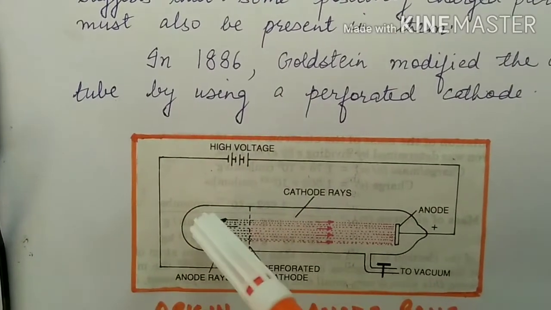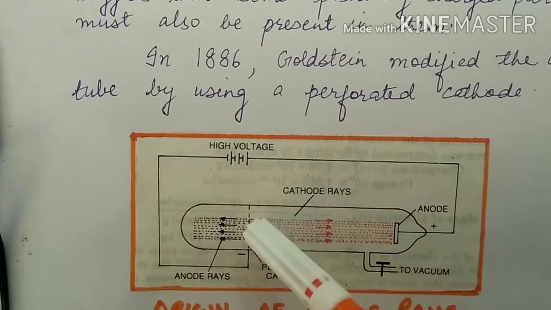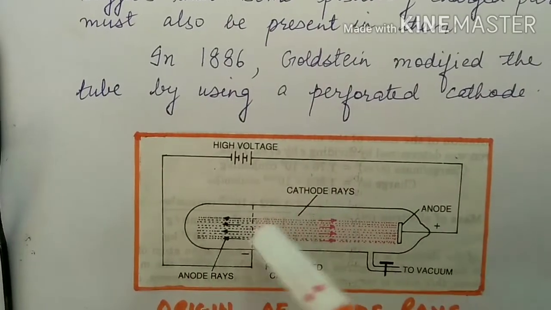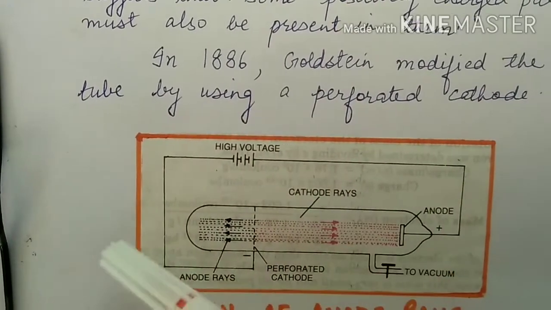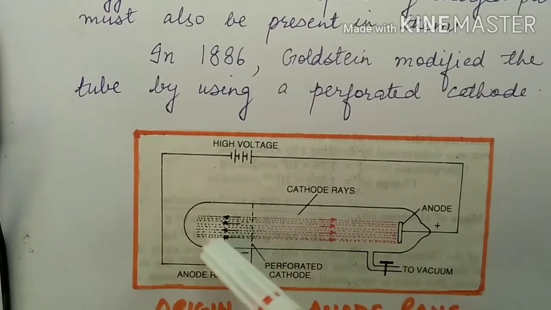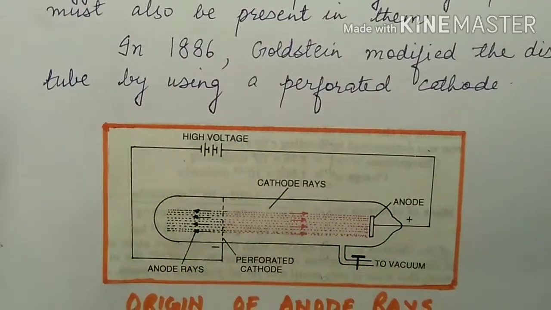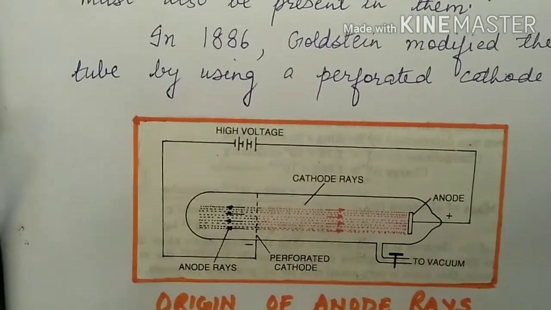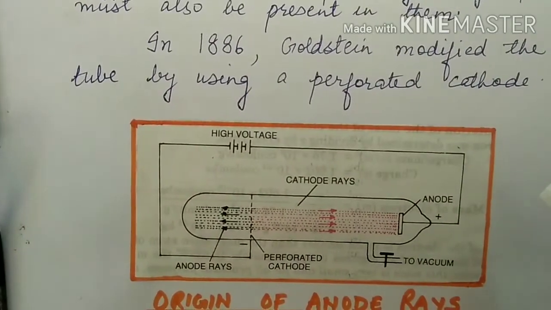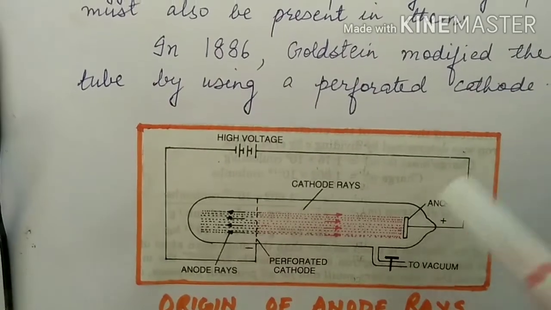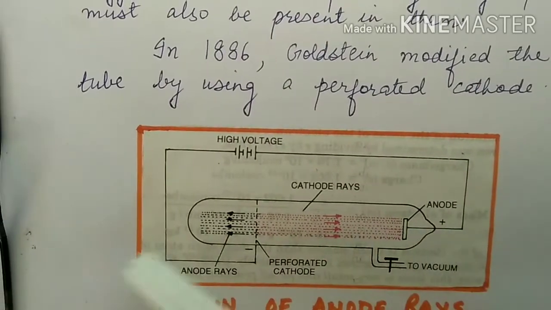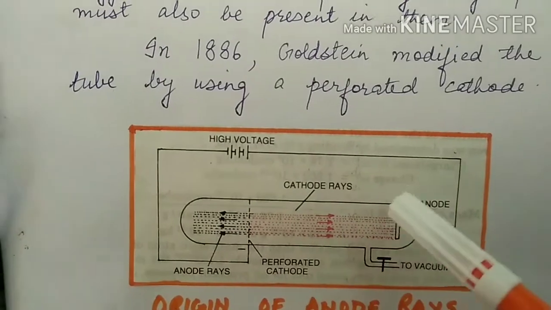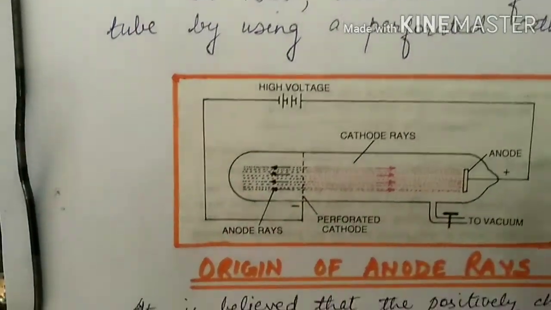Through the holes which were made in the cathode, the rays were passing from the anode side towards the cathode, passing through these holes and striking this side of the glass vessel, making this side shine. So that means some rays are coming, seemingly from the anode, towards this side. So these rays were called anode rays.